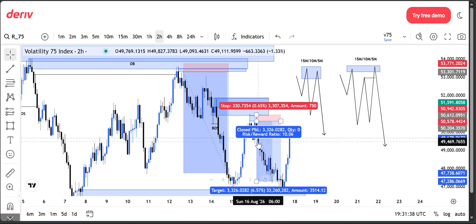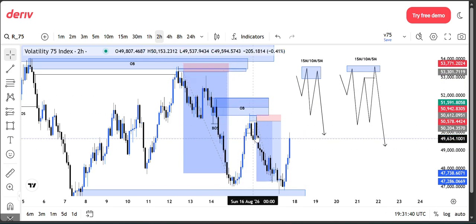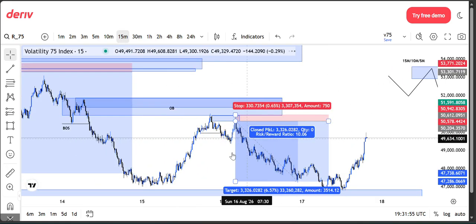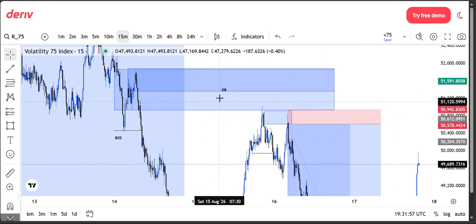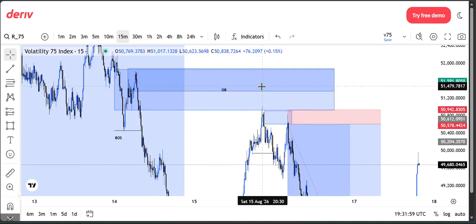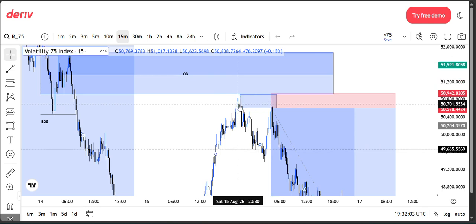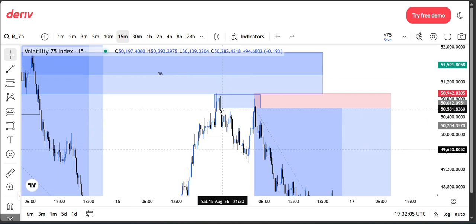So we waited for confirmation. The moment price mitigated this order block on the 2 hours time frame, we wanted to wait for it to mitigate the 1 hour order block, but we saw something in the 15-minute time frame. So let's go to the 15-minute time frame. There we saw that after this mitigation of the 2 hours order block, there was a break of structure.